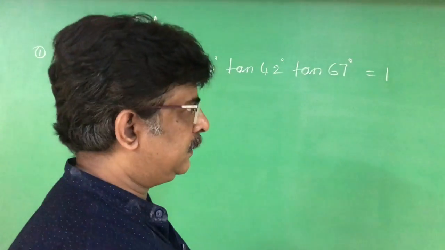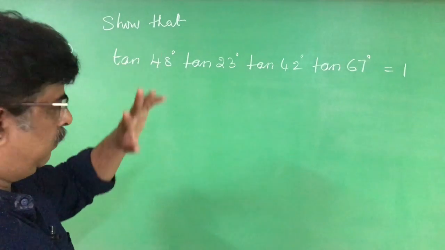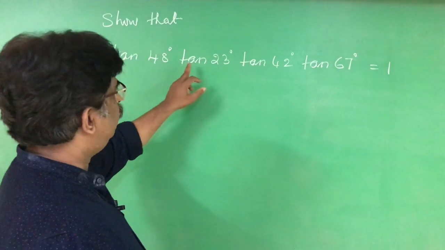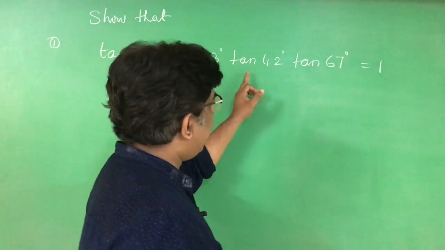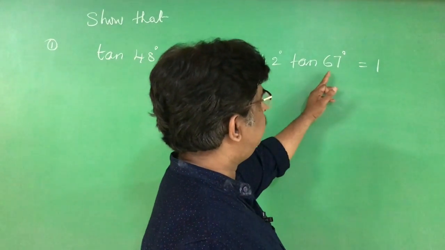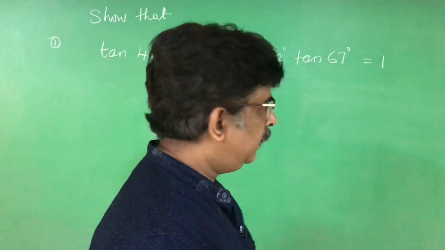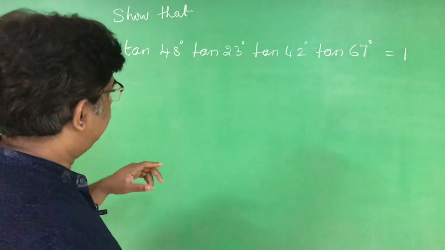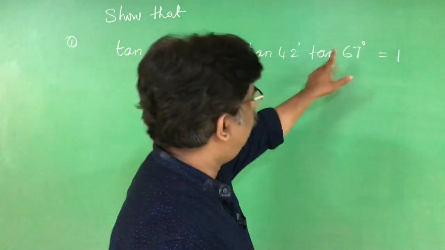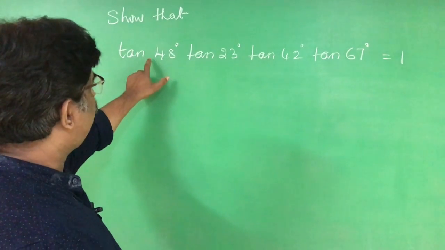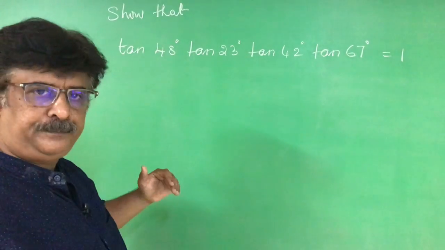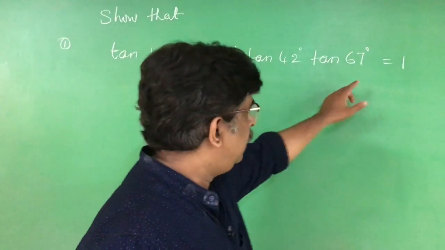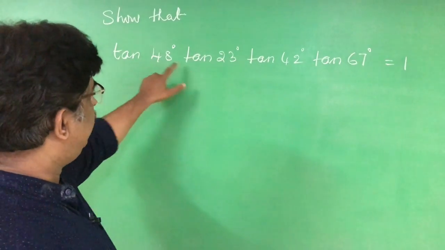The simple portion of this exercise is done; there are two problems here. First one: show that tan 48 degrees into tan 23 degrees into tan 42 degrees into tan 67 degrees is equal to 1. Now you have to think of a trick. There are four terms. Out of the 4, I convert 2 angles into cot, then I simplify and get 1. You should not change all 4, only any 2 of them into cot.